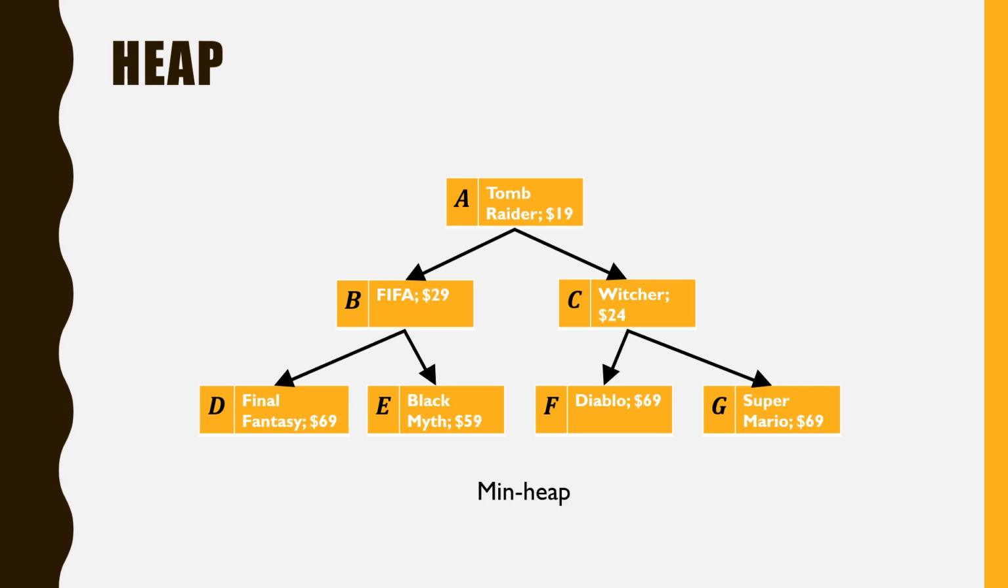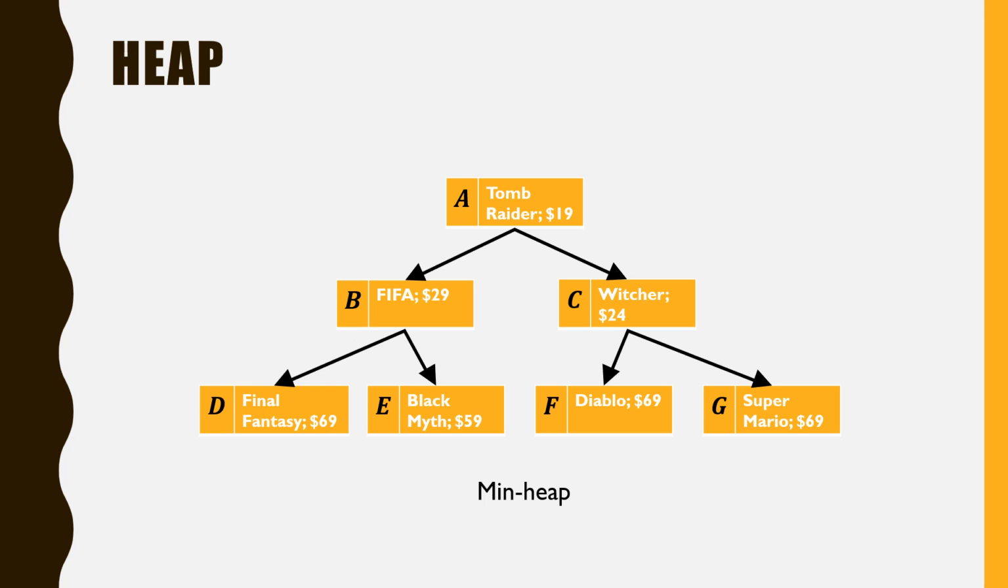The tree shown here is a min heap. Each node stores a game and its price. In this min heap, the price of each node is lower than or equal to that of its children. Note that the heap property organizes the data elements at different levels based on their values, but it does not guarantee any order between siblings.